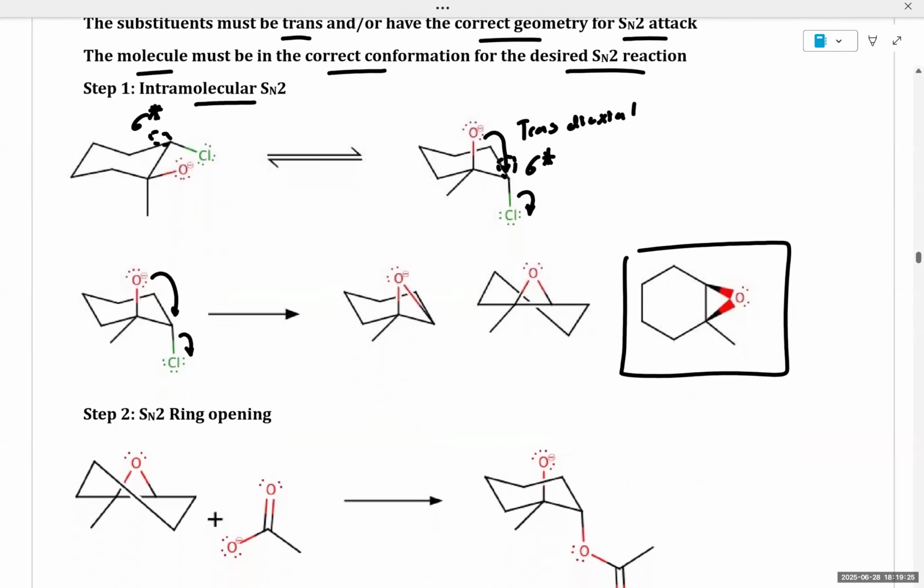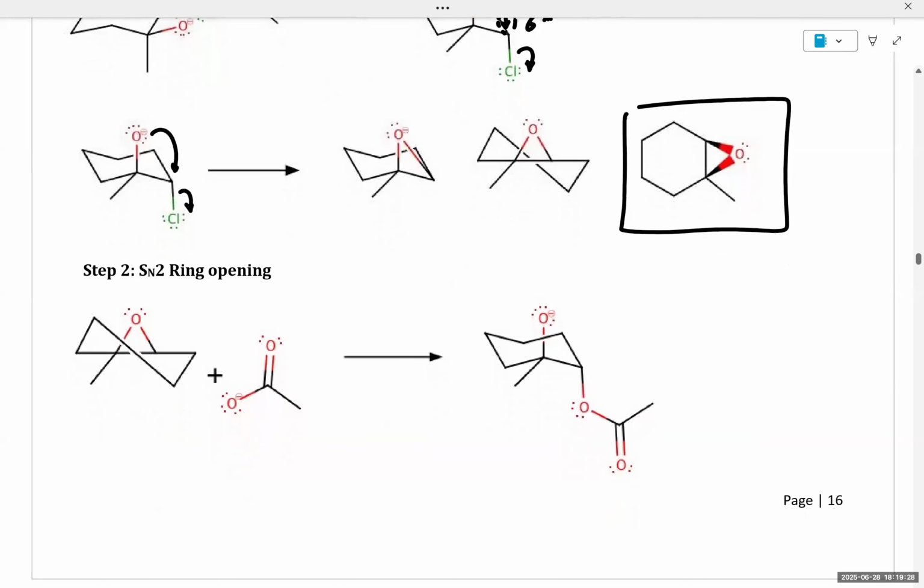But usually if you're trying to run an SN2 reaction, you have a nucleophile floating around, and that nucleophile will attack and displace your newly formed, in this case, carbon-oxygen bond. So we have a second SN2 reaction where this SN2 reaction occurs to open up the ring. This yields inversion of this stereocenter and net retention overall. So if we were describing this from a dash wedge perspective, we would have the following product.